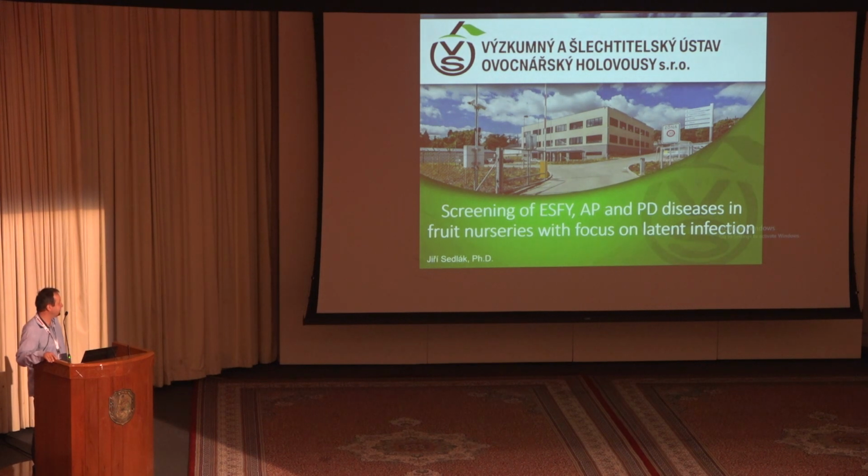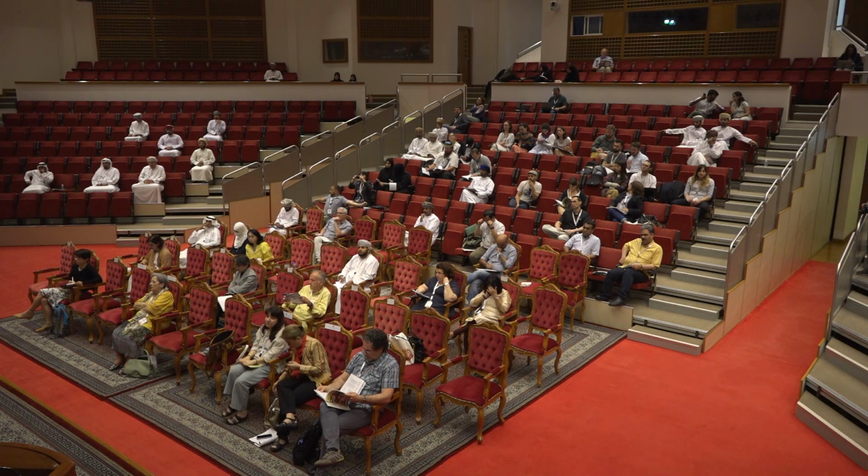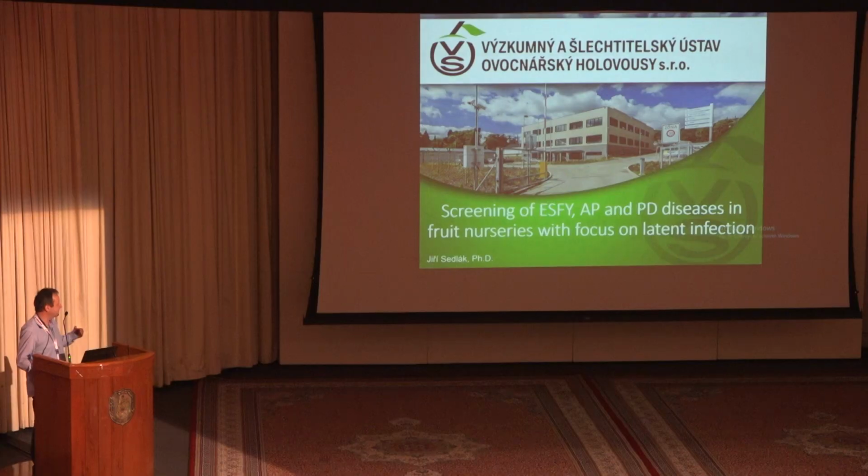In the beginning, this is the building of our institute. The English translation of this institute is Research and Breeding Institute of Pomology, and we are a private institute. It means that we are registered in the business register, and we can act as a small and medium enterprise, but at the same time we are also a research organization recognized by the European Commission, so we can act in both these roles.